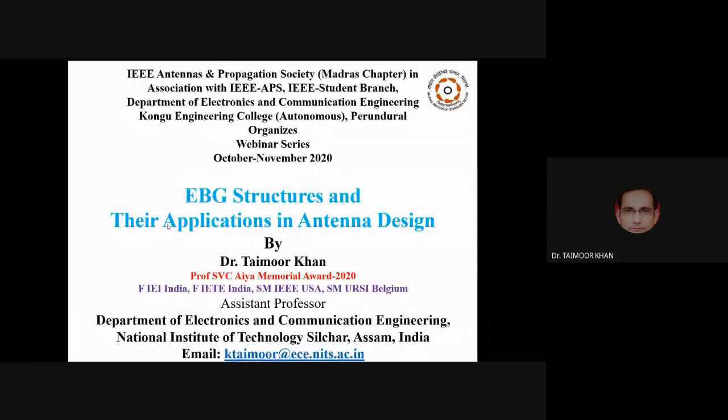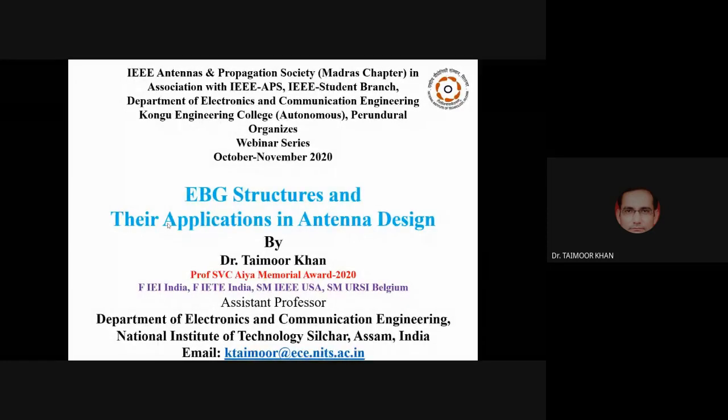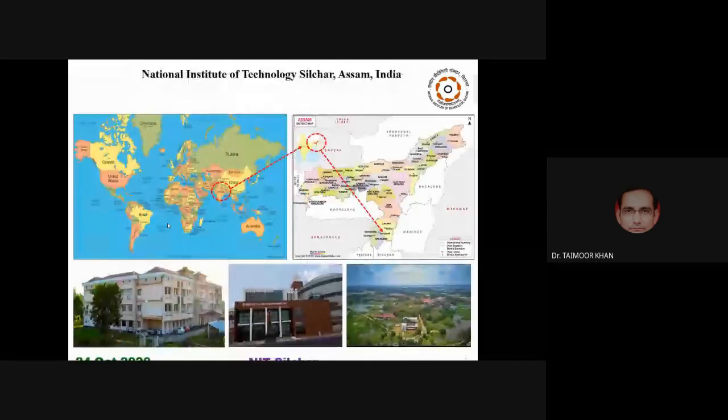The topic for this talk is EBG structures and their applications in antenna design. First of all, I am situated in the northeastern part of the country, in the state of Assam, in the district of Cachar, and in Cachar that is Silchar town, where we have a very beautiful campus of 600 plus acres.